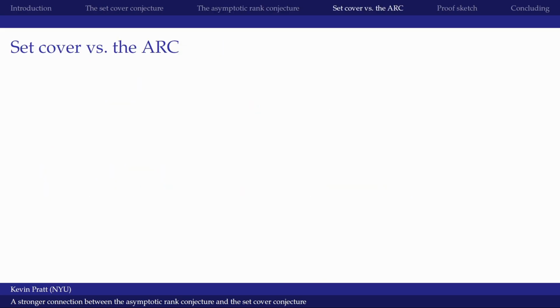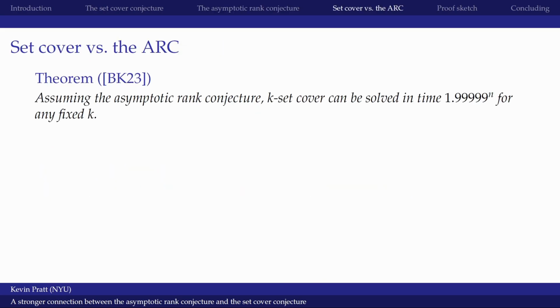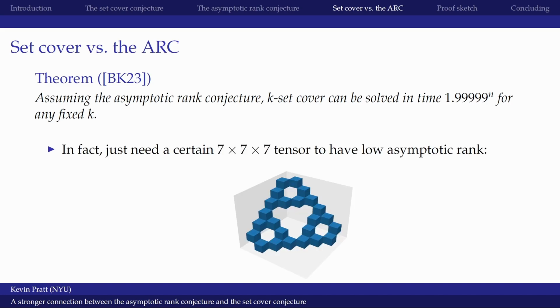Okay, so Bjorklund and Koski showed that if the asymptotic rank conjecture is true, then there's some slight exponential speedup over the dynamic programming algorithm for set cover. And it's interesting to note here that they don't actually use the full asymptotic rank conjecture. Instead, they only need that a particular 7 by 7 by 7 tensor has sufficiently low asymptotic rank.